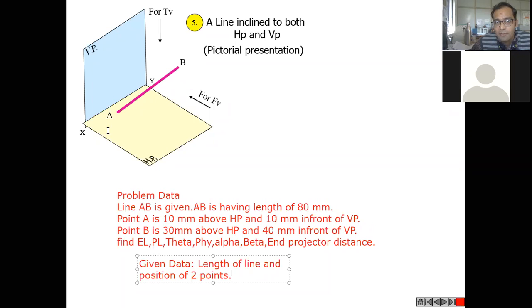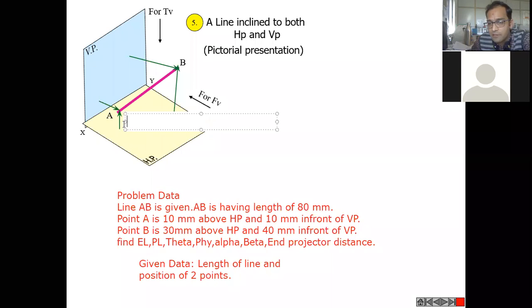Point A is 10 mm above HP. I hope you are able to see the data I am plotting right now. For point A, we are saying that point A is 10 mm above HP and 10 mm in front of VP. For point B, the data suggests that point B is 30 mm above HP and 40 mm in front of VP. This is the information. Let us place text also so that you can understand. 10 mm above HP, 10 mm in front of VP. It is 30 mm above HP and 40 mm in front of VP.